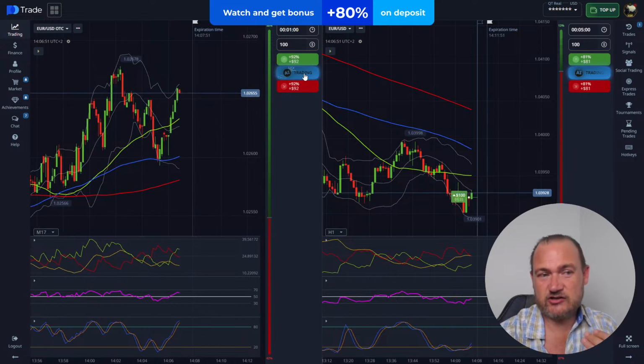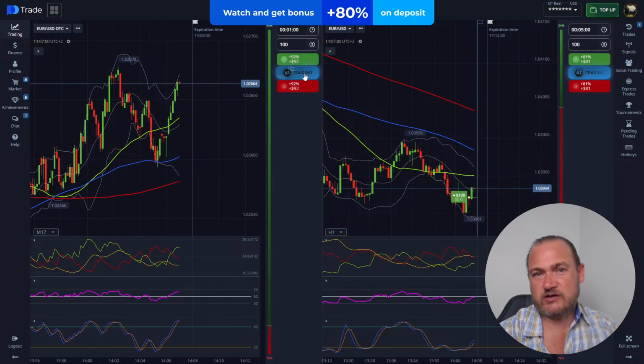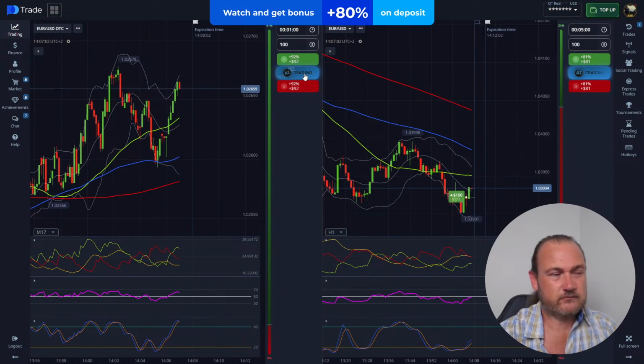You don't have to, like I said, you don't have to analyze the chart. The AI does everything for you. It determines the time frame, and it determines the most likely profitable trade for you.